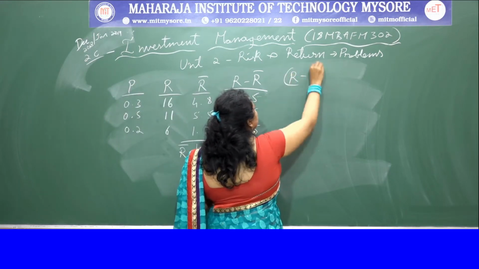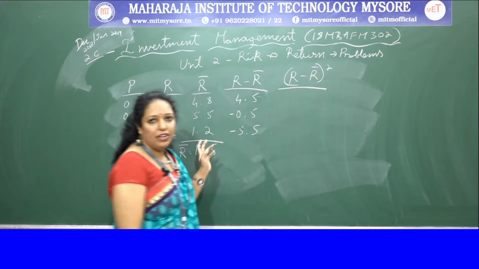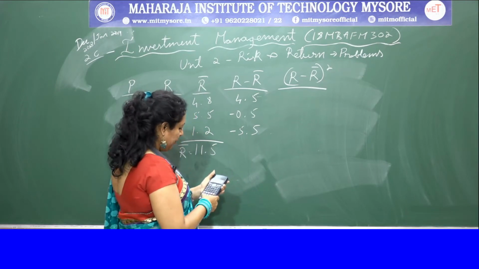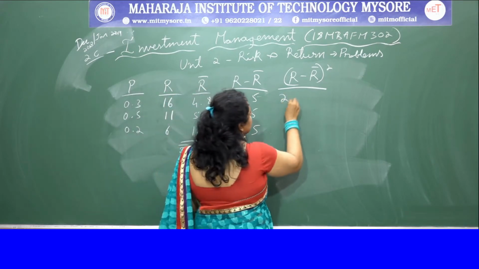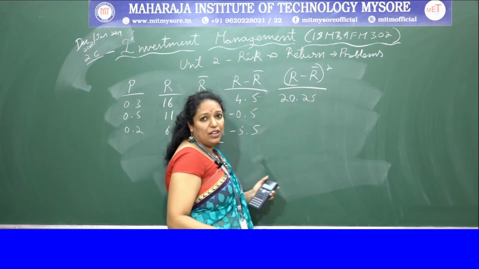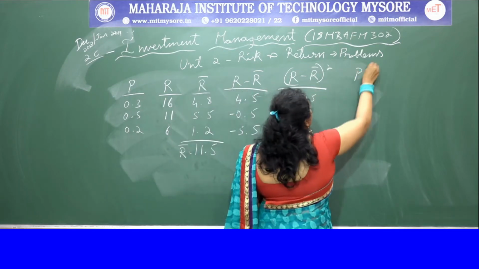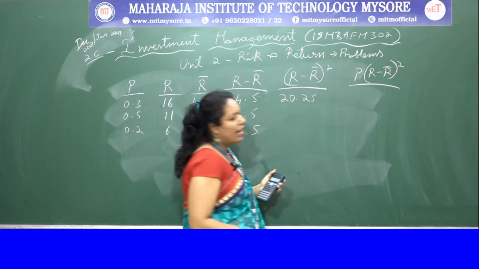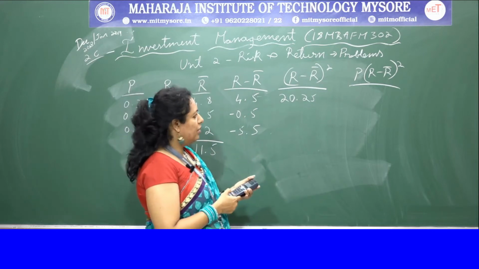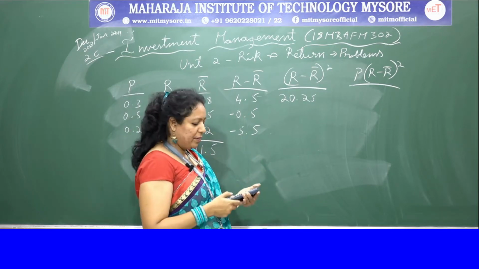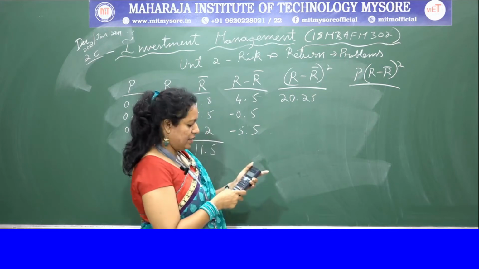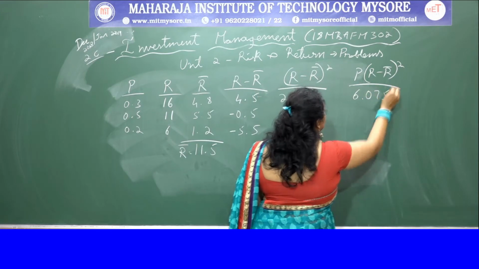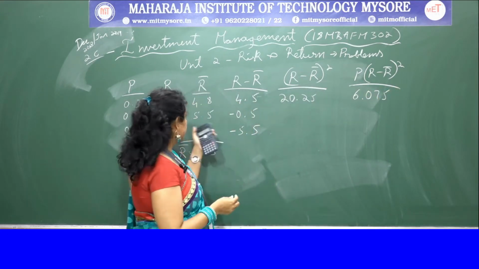Then we have to calculate R minus R bar square. We have to square this. For squaring of this, we'll do 4.5 into 4.5. You get 20.25. Meanwhile, I'll also write the probability for that to avoid double calculation. Okay, P into R minus R bar square. So our R minus R bar square is 20.25 into our probability 0.3. So I'll write 6.075.